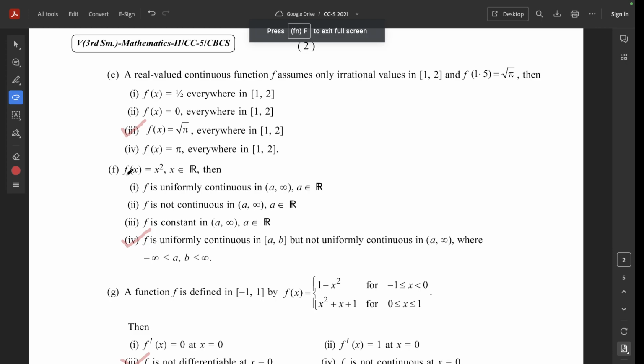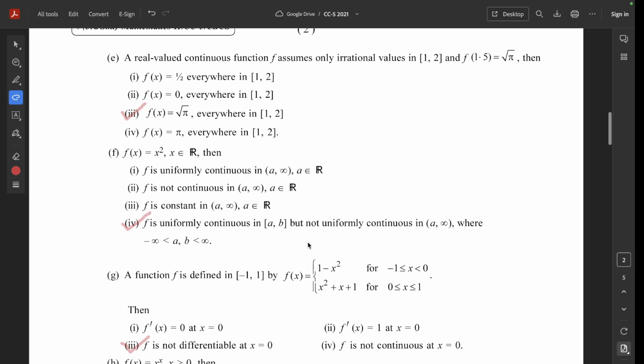Question A. f(x) equals x squared, x belongs to the set of real numbers R. Then f is uniformly continuous in the closed interval [a, b], but not uniformly continuous in the closed interval [a, infinity), where minus infinity is less than a, b less than infinity.